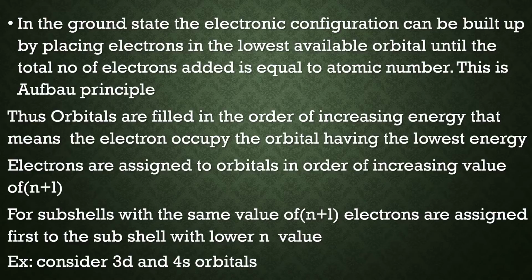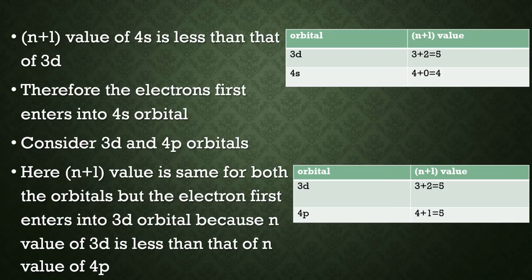Two general rules help us to predict electronic configuration. First one, electrons are assigned to orbitals in order of increasing value of n plus l. For subshells with the same value of n plus l, electrons are assigned first to the subshell with lower n value. Consider 3d and 4s. n plus l value of 3d is 5.